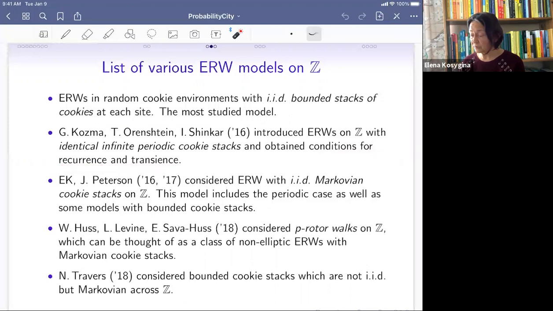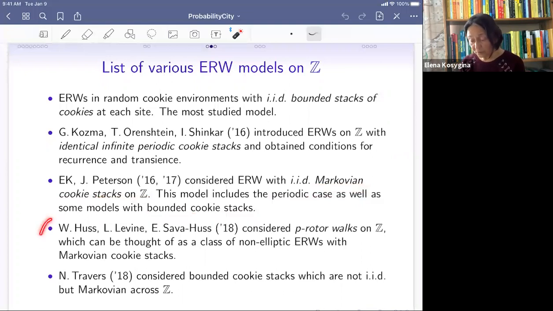Then with Jon Peterson, we considered IID Markovian cookie stacks. Well, it's an obvious generalization of periodic conditions, obvious in terms of generalizing, not in terms of proving. So we took, I will introduce this model in a moment. And it includes the periodic case and also some models with bounded cookie stacks.